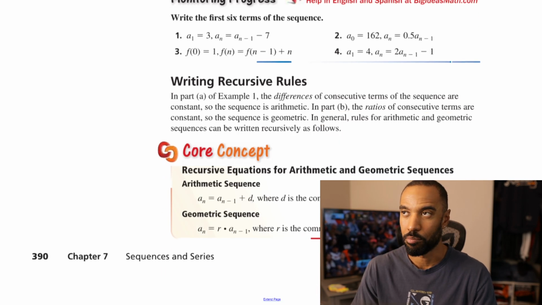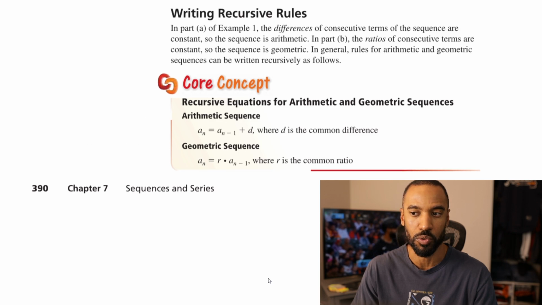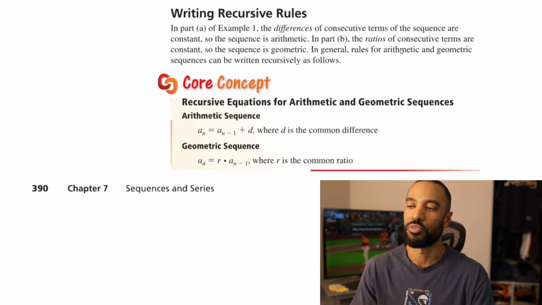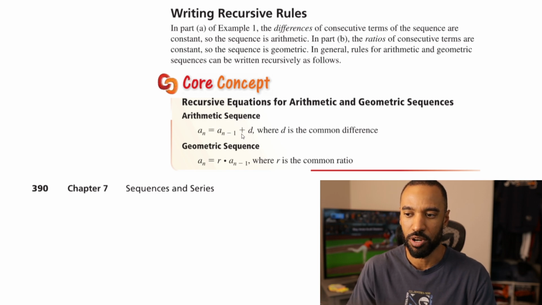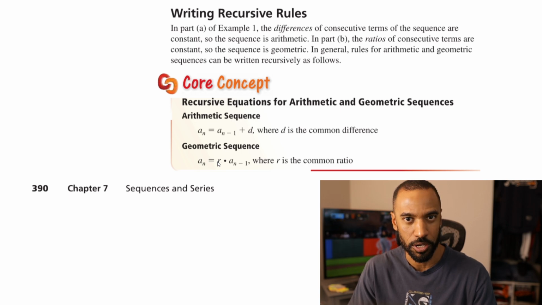By the way, I'm more than expecting us to not only do arithmetic and geometric sequences for these. That's where recursive rules can get special. In general, rules for arithmetic and geometric sequences can be written recursively as follows. Take the previous term, add a common difference, or take the previous term and multiply by a common ratio.